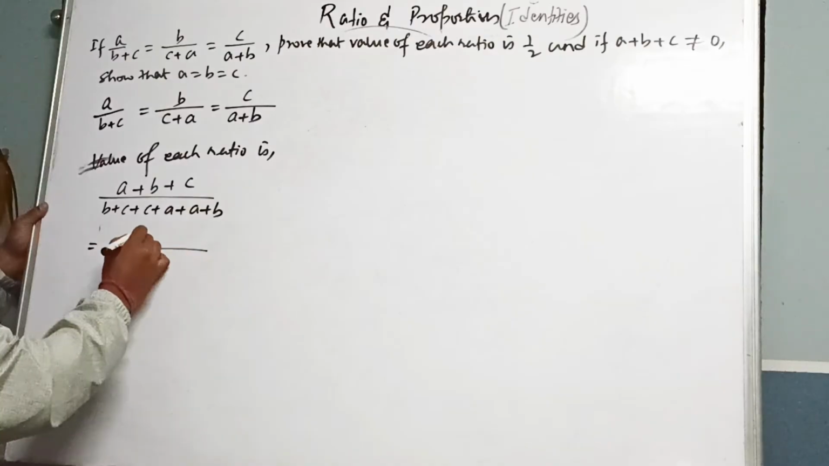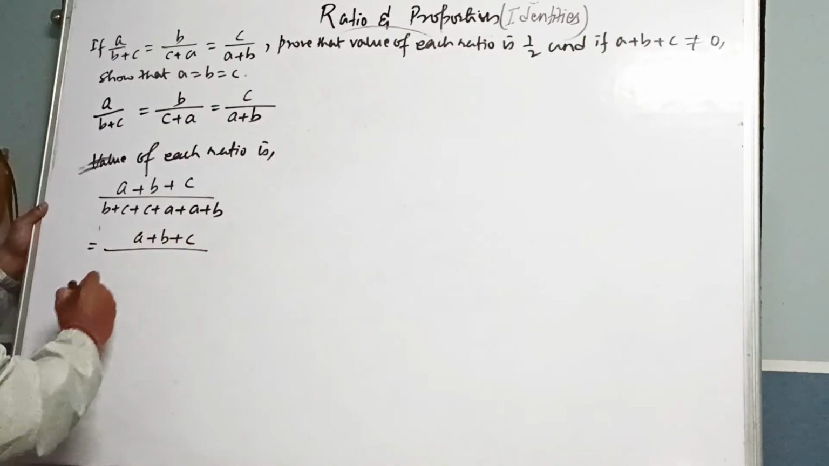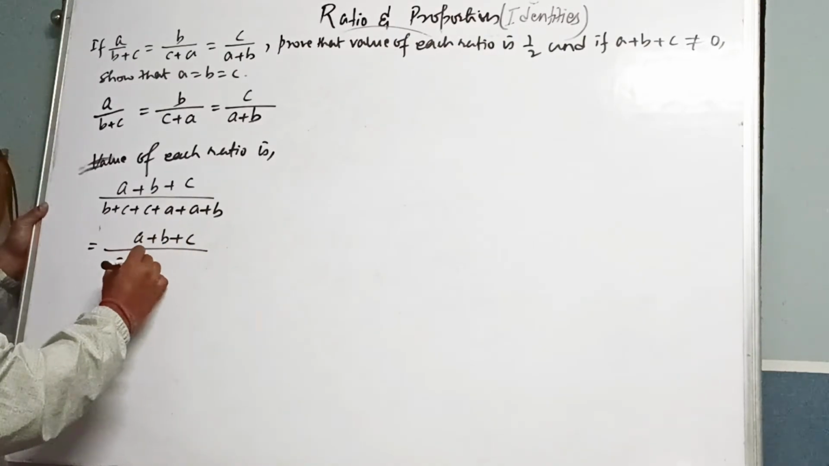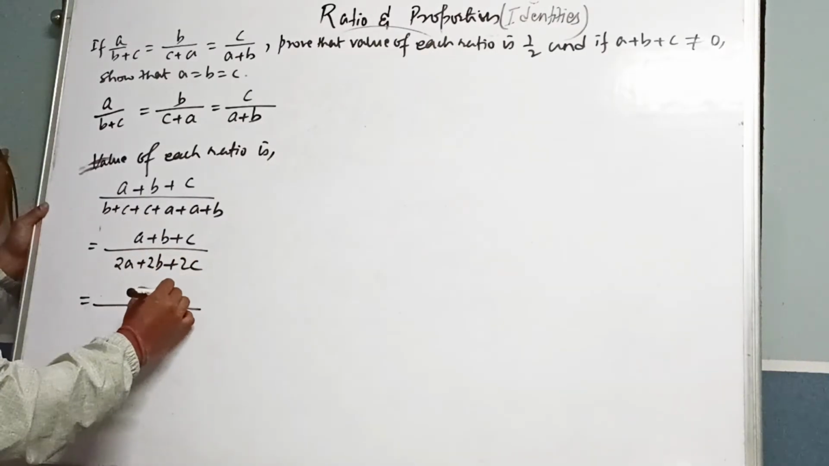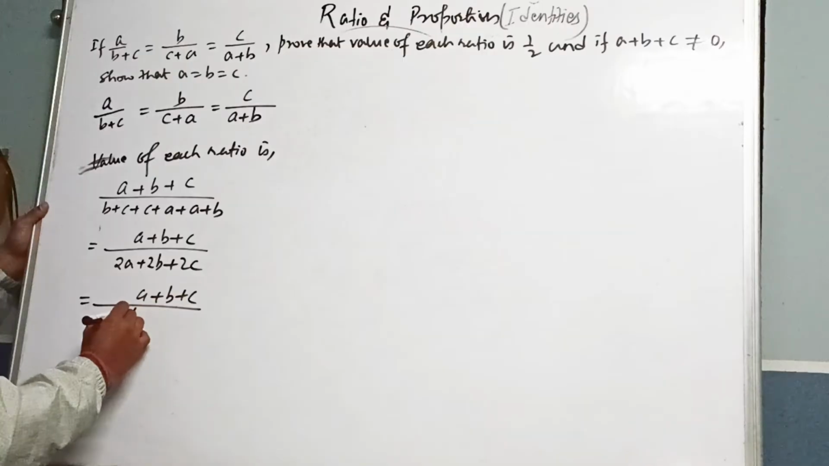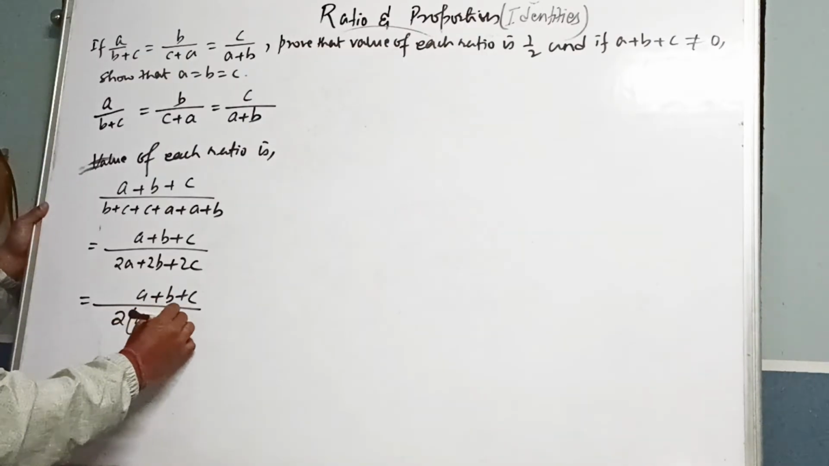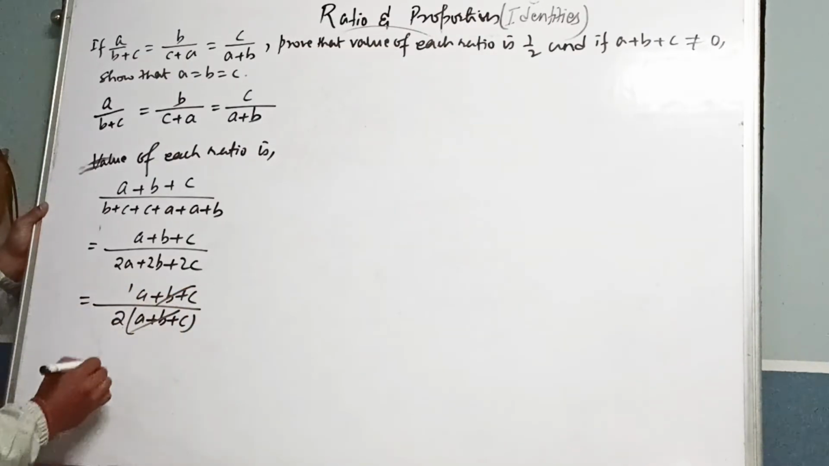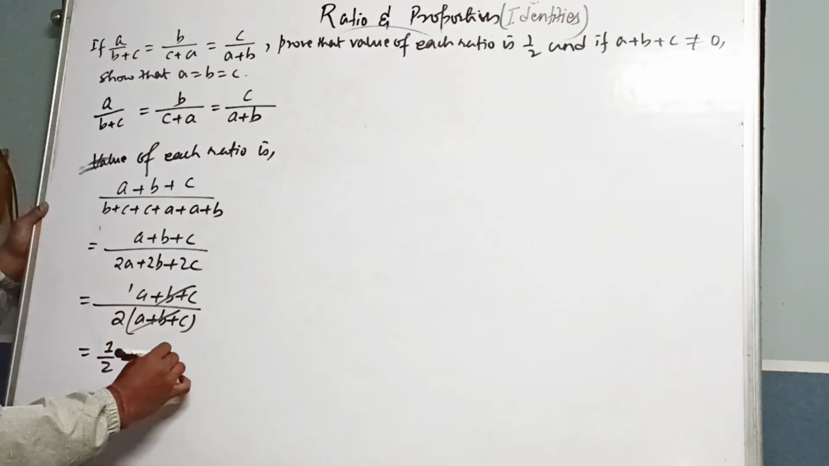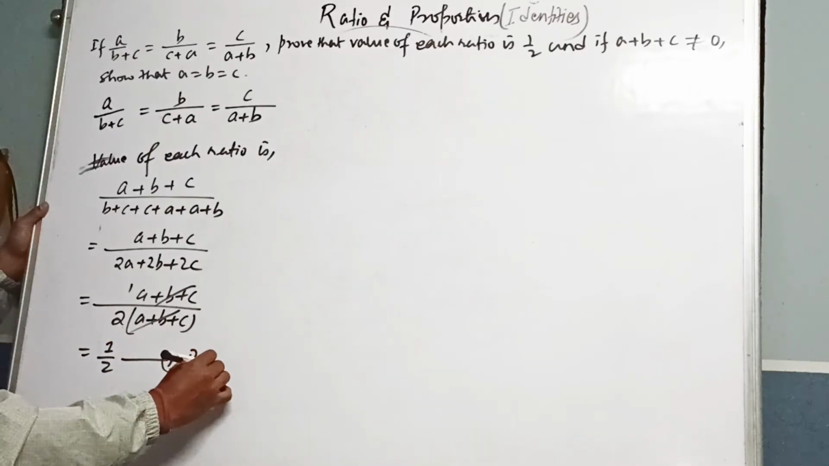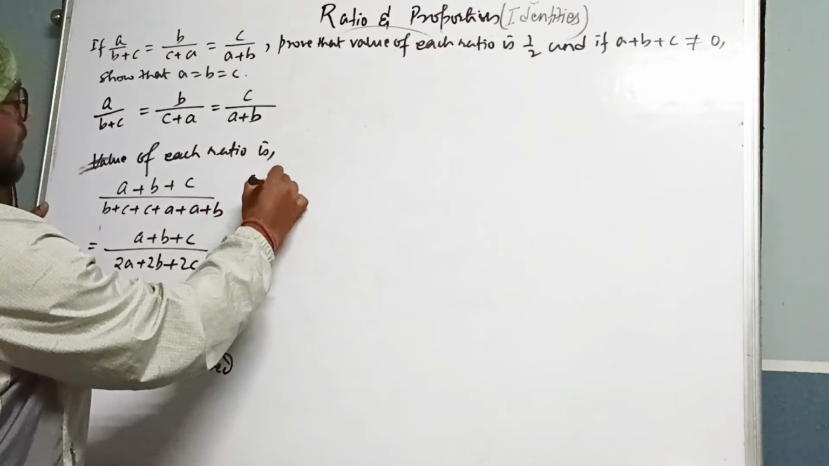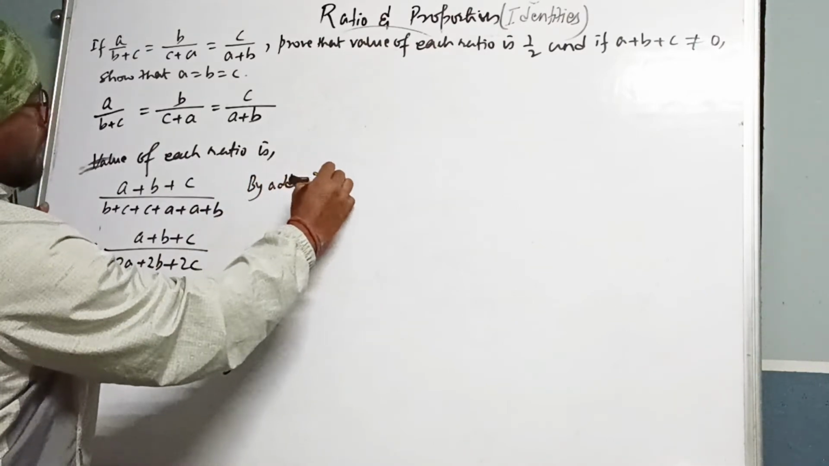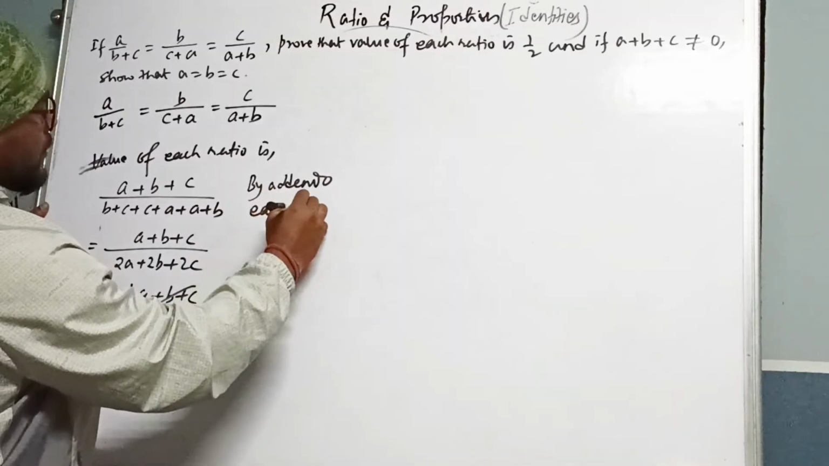Clear? So you get a plus b plus c over 2a, 2b, 2c. So a plus b plus c divided by 2 times a plus b plus c, you just find the common factor. So you have found the value as 1 by 2, which is proved. You have used the property of add and do each ratio. Clear?